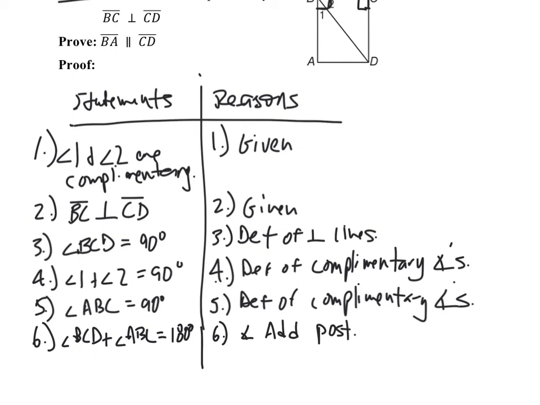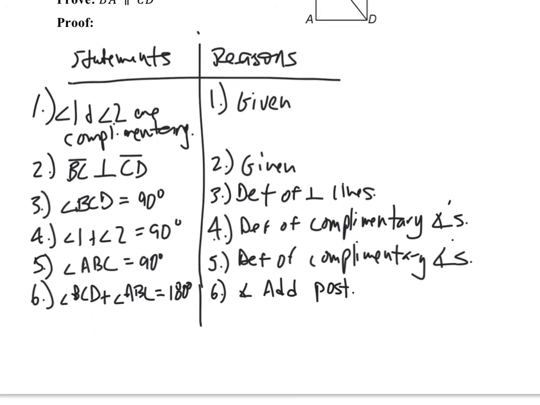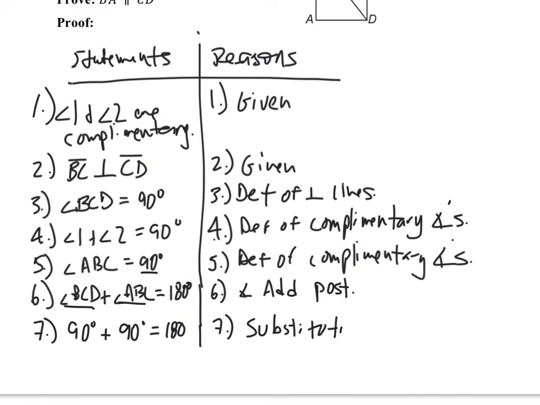Then what I can do is substitute a value of 90 for each of those. So angle BCD is 90 degrees, so I write 90 degrees plus angle ABC, which is also 90 degrees, and I add those up to equal 180. All I did there was substitute my values in. So, substitution. And then we know that this statement is true.